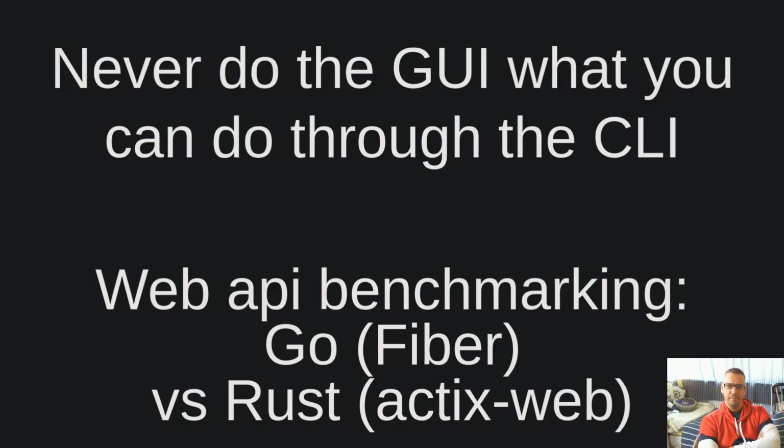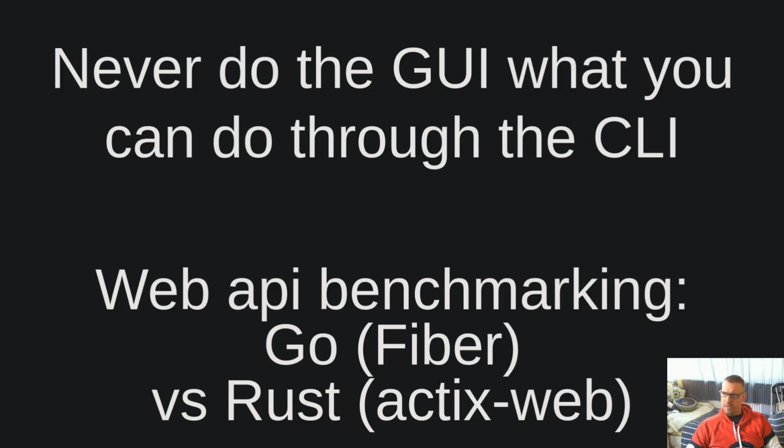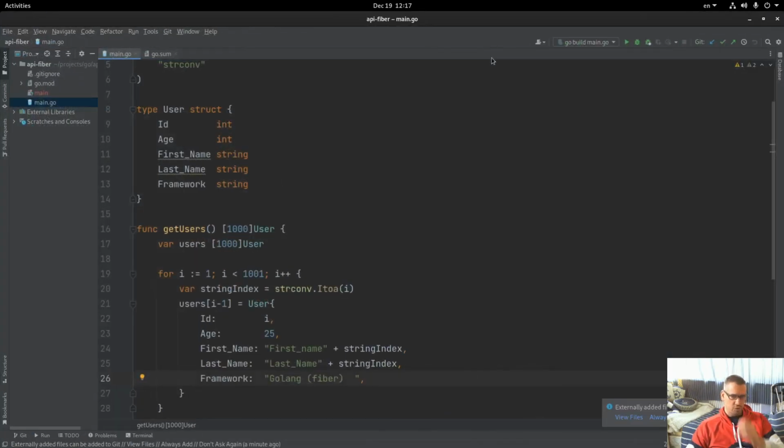I am Vangelis and today you are watching Web API Benchmarking: Go Fiber versus Rust actix-web. Today I am proceeding to the next benchmark that I want to execute, which is between the Golang Fiber framework, as a viewer asked me to do, and the actix-web Rust framework.